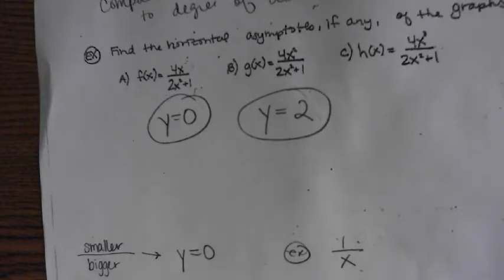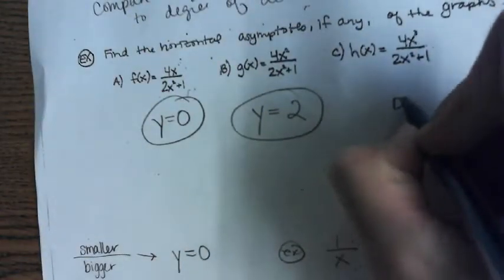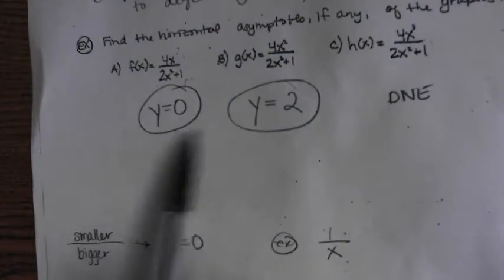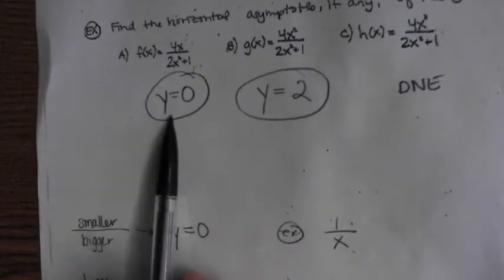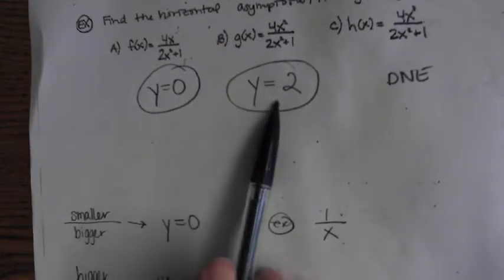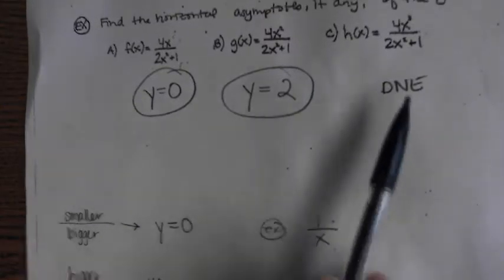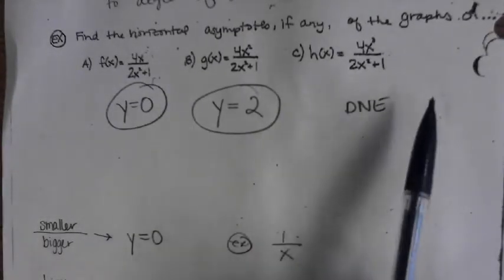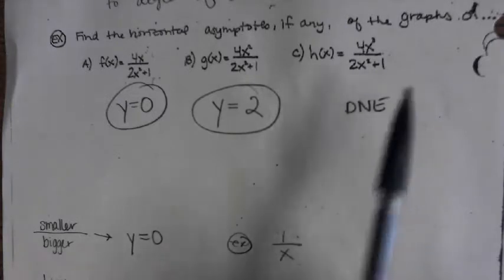What's your asymptote there, Olivia? Does not exist. Big over small does not exist. So the end behavior in these two cases approaches 0. The end behavior in this case approaches 2. And the end behavior in this case doesn't approach a number, probably approaches one of the infinities.